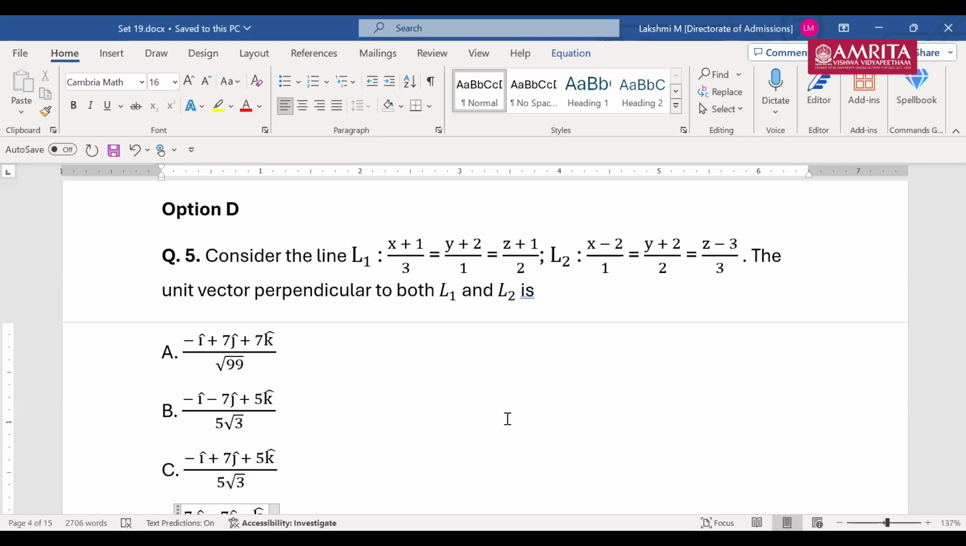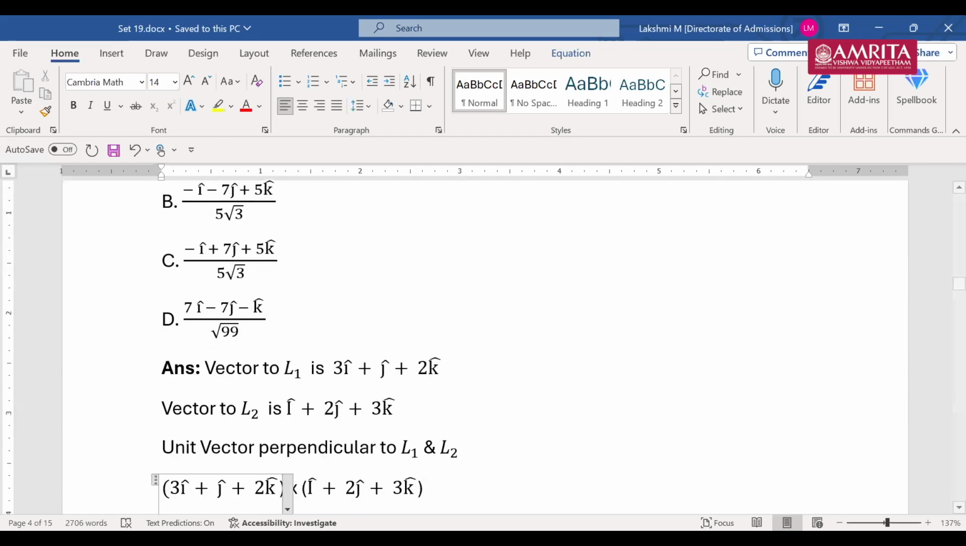So if the equation that is given is x plus 1 by 3 equal to y plus 2 by 1 equal to z plus 1 by 2, then your A1 will be minus i plus 2j plus k, plus lambda into 3i plus j plus 2k. Similarly, you have to find B2 and A2 for the L2, and then you can solve it.